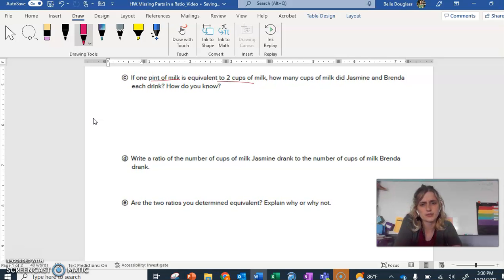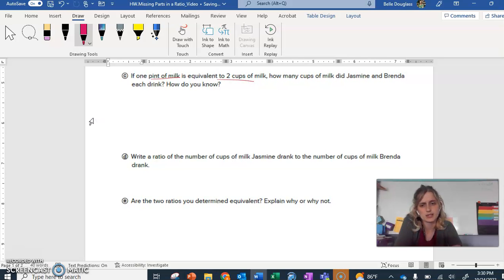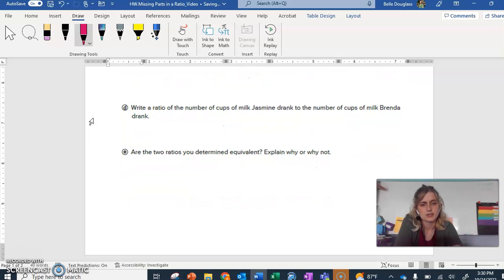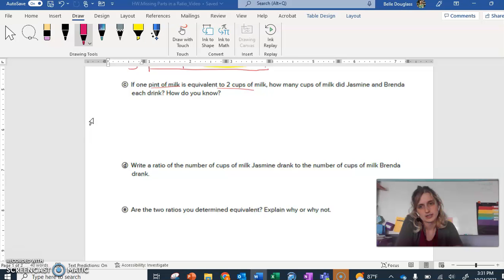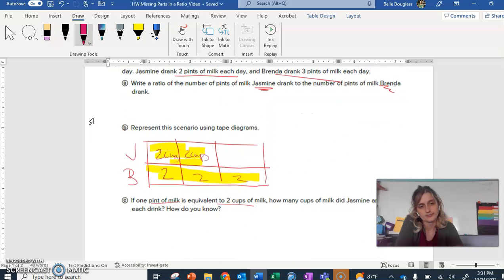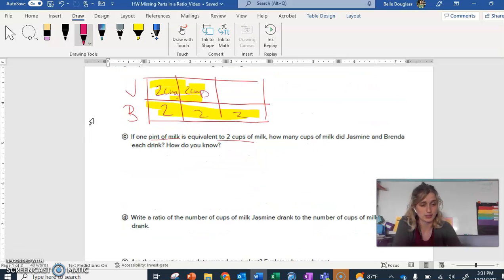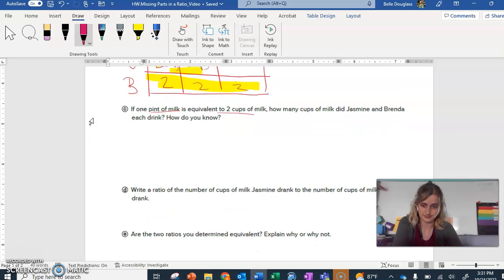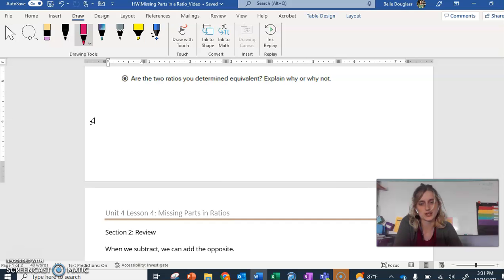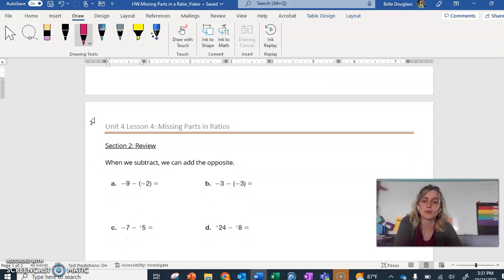Write a ratio of the number of cups of milk Jasmine drank to the number of cups Bailey drank, that's fine. And then tell me if they're equivalent, why or why not. I'm not going to answer that one for you. You're looking at your ratio from part D and your ratio from part A, and you're saying, yes, they're equivalent because blah, blah, blah, or no, they are not equivalent because blah, blah, blah. So you have to answer that one in at least 1 full sentence, probably more.